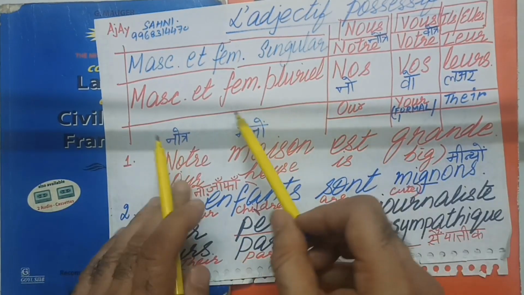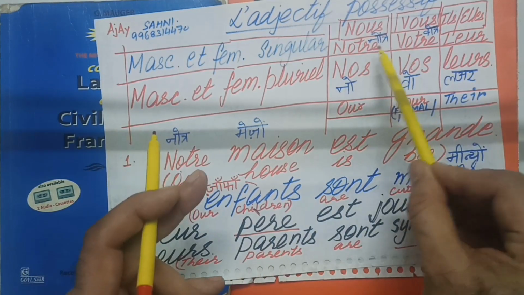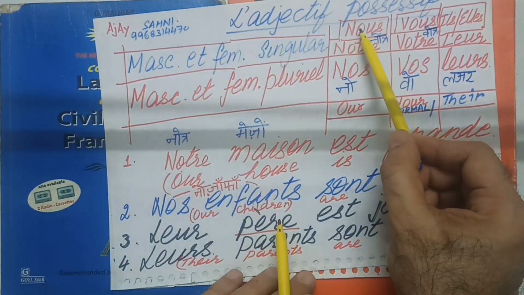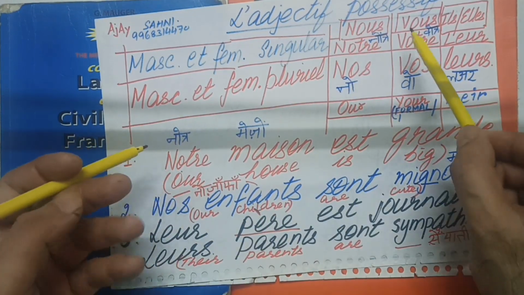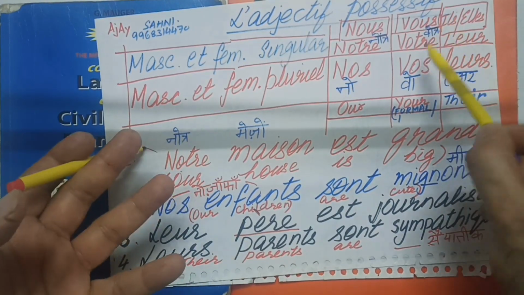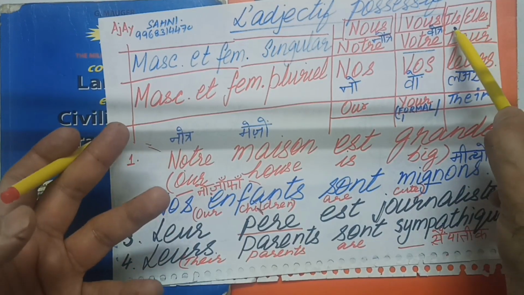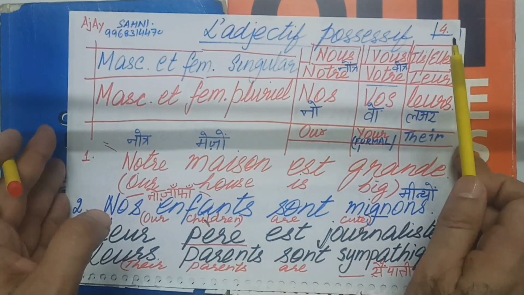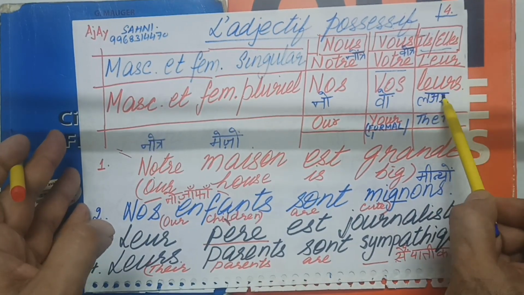You have another form of possessive adjectives which are in plural form. Now when we say plural form, the subject that is being referred to, like nous is we, corresponding to we we have notre, our, then we have vous, that is you, corresponding to that we have votre, your, and then we have ils and elles, that is they, corresponding to that you have leur, their.